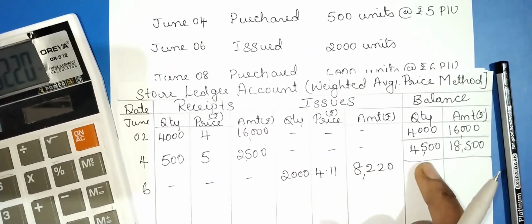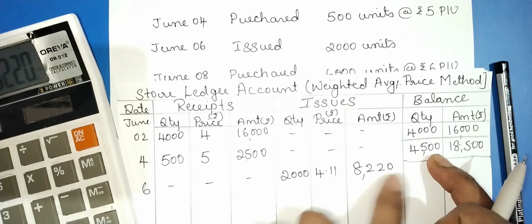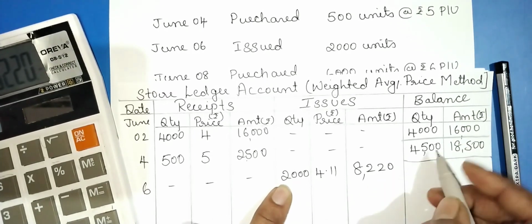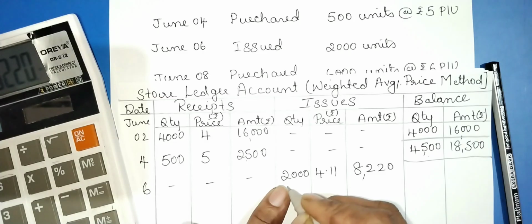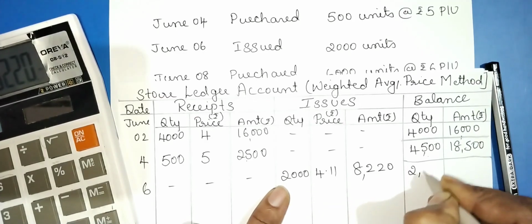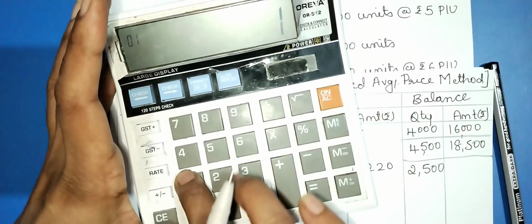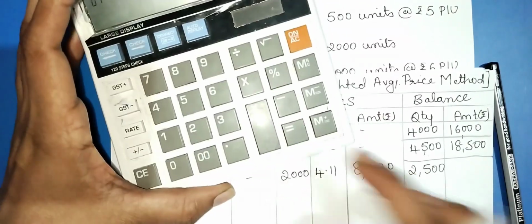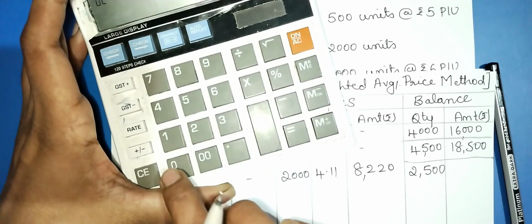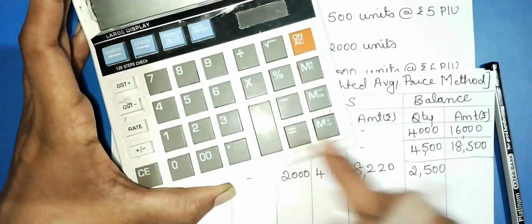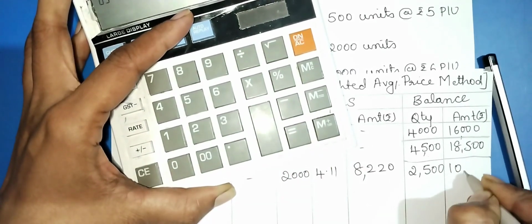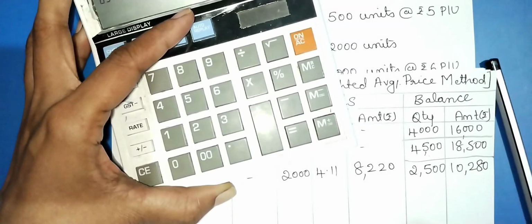4.11 into 2,000 is 8,220. Now from the balance, minus whatever you have issued. Out of 4,500 issued 2,000, so the remaining balance is 2,500. Now out of 18,500 minus 8,220, right, the remaining balance is 10,280.